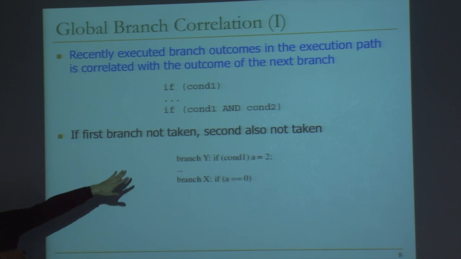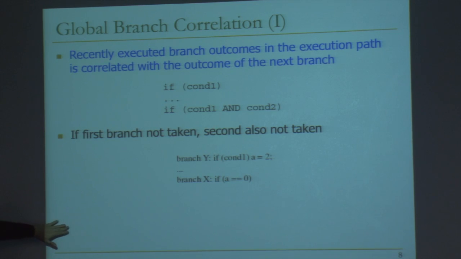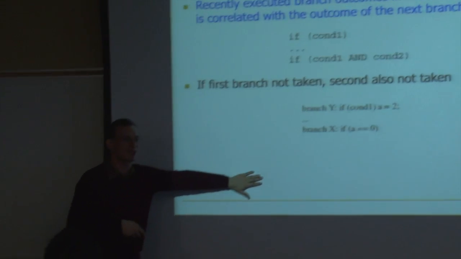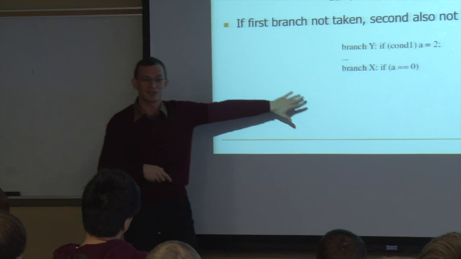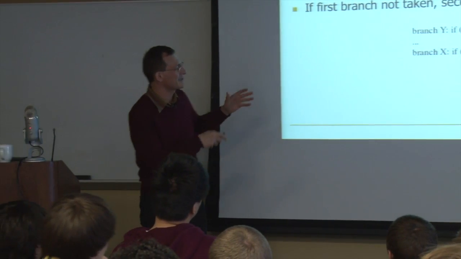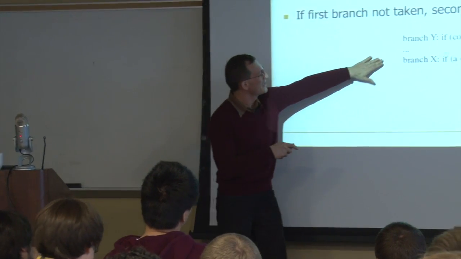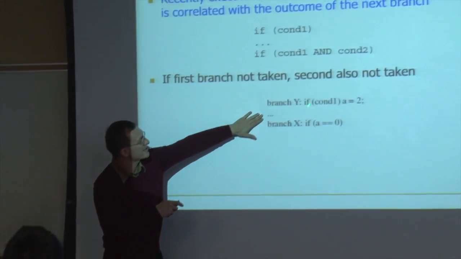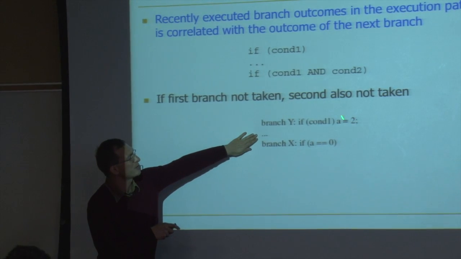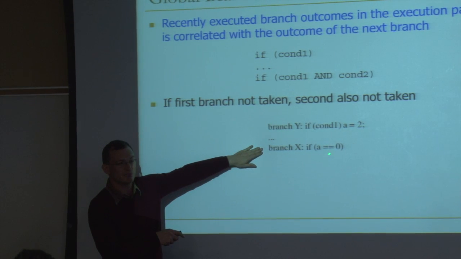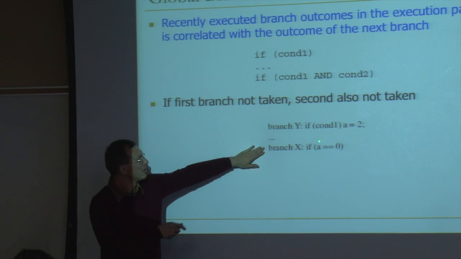Let's take a look at another example. And these are examples from real programs, actually. This is from a paper by Mark Evers, I think it's called An Analysis of Correlation and Predictability: What Makes Two-Level Branch Predictors Work. It was published in MICRO 1998. And these are examples from real applications. You can imagine writing things like this, right? Basically here, the first branch is testing condition 1 and setting a equals 2 if condition 1 is true. And the second branch later on is testing if a is equal to 0. Obviously, if this branch is taken, this is not going to be taken, right?